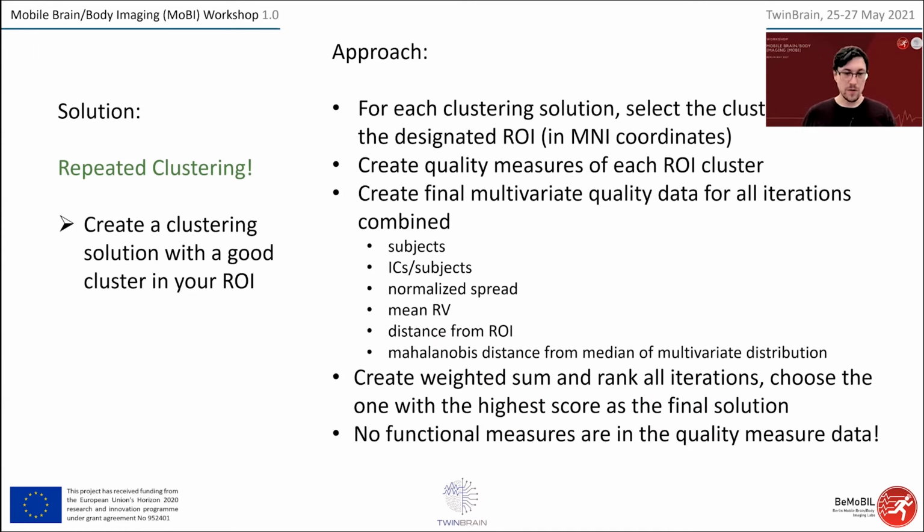And I really want to emphasize that no functional measures are in this quality measure data, because if they were, that would be super problematic. This is all blind measures. That's just ensuring that we get decent neural data in our cluster, but it's not trying to already find data that suits our needs. For example, if you want to have a higher signal-to-noise ratio or a higher peak in the ERP, and we would add this in the cluster right there, that would be absolutely problematic. So you cannot do that.